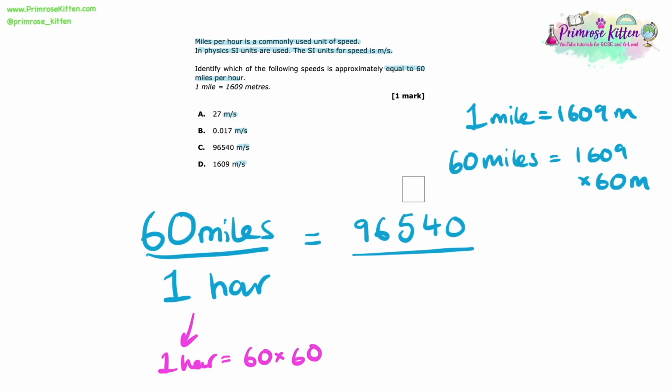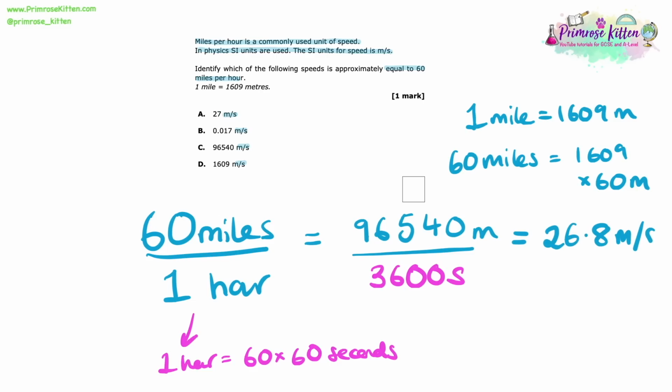Now let's convert the hour to seconds. So there's 60 minutes in an hour and 60 seconds in each of those minutes. So that means 60 times 60 is the number of seconds in an hour, and that's 3,600. So 96,540 divided by 3,600 gives us 26.8 meters per second, which of course, out of all of these options here, the closest one is going to be 27. So A is our answer.